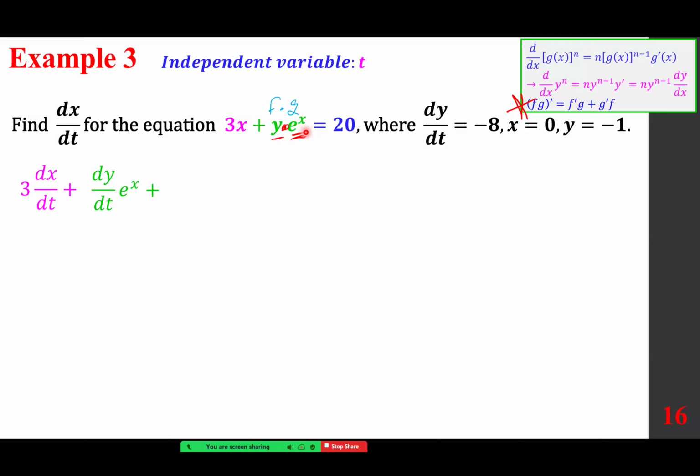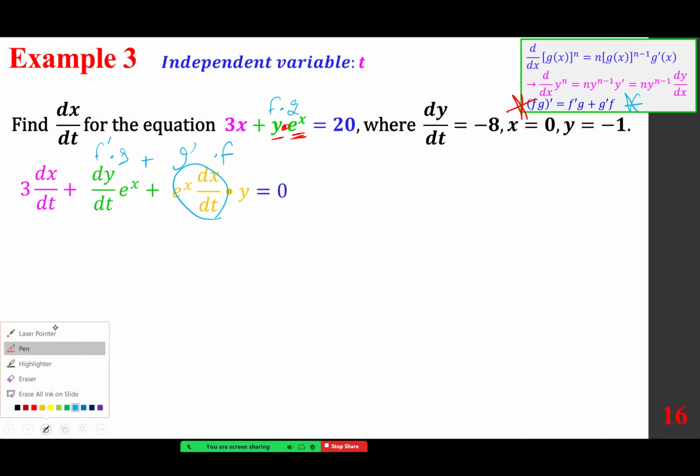So e to the power of x dx/dt times F by the product rule, where F is y. The right side is a number. Any number results in 0. So we could write this as follows. So this is F prime G plus G prime F using the product rule. Now, believe it or not, we are done with calculus.